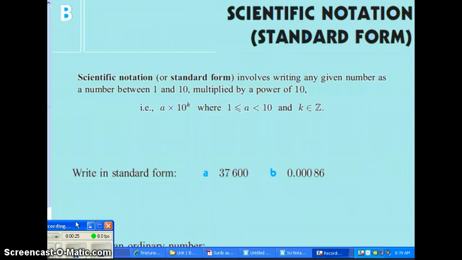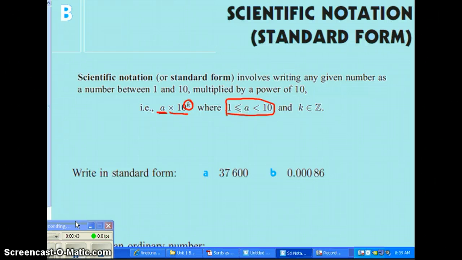Remember, scientific notation is always a number between 1 and 10. A is a number between 1 and 10 times 10 to some power. K is some power, or some integer power.